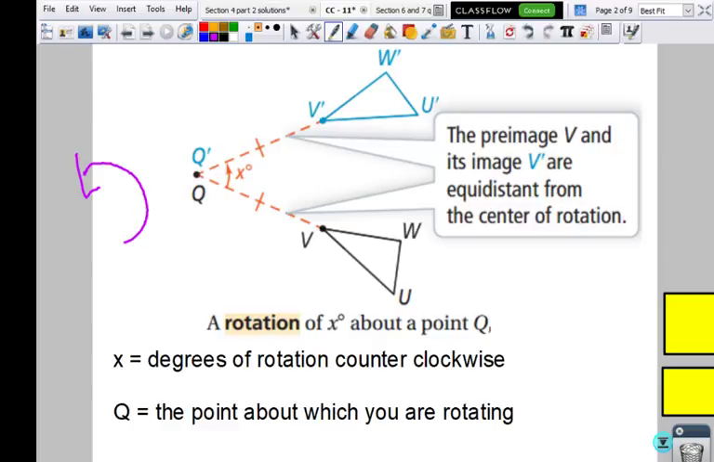You could actually rotate the other way using what we did today. You could rotate this way, but what you would end up doing is saying, well, if I rotate this way, it's really like rotating counterclockwise this many.